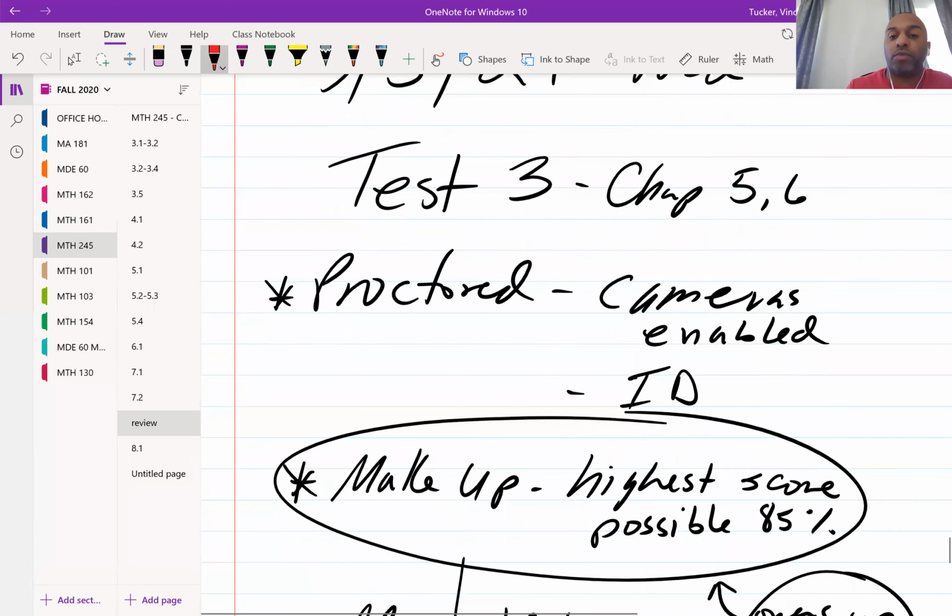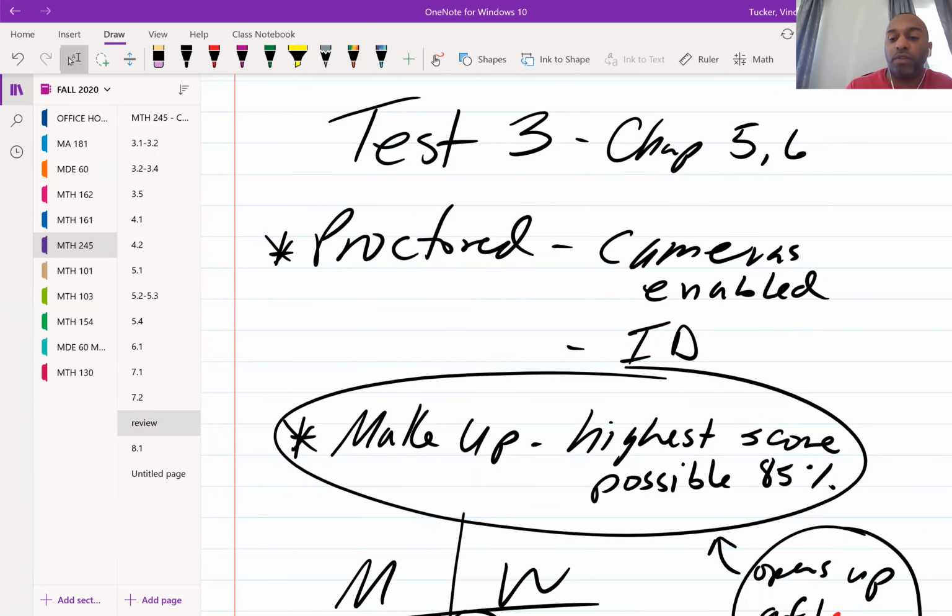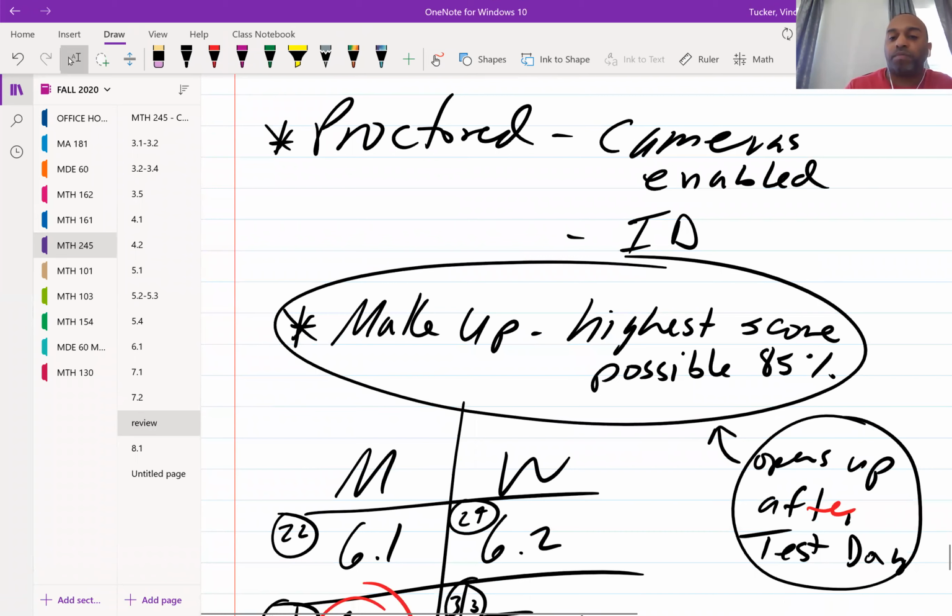Now if you don't do as well as you like on this proctored test, I will create a makeup, where the highest score that you can get is an 85. An 85 still doesn't stop you from getting an A out of the course if you do all of the rest of your homework and do everything that you're supposed to do. So there's still a way to make it up if you don't do as well as you like. That option will open up after the test, so you will not see it now. That makeup option will open up after the test day.